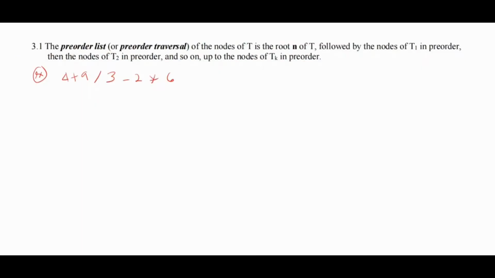Now let's try to use the same mathematical expression that we have discussed last time. And this is 4 plus 9 divided by 3 minus 2 times 6. Last time we were able to construct the arithmetic expression tree representation for this mathematical expression. Since this is to be performed first, we construct the subtree to represent this sub-expression.